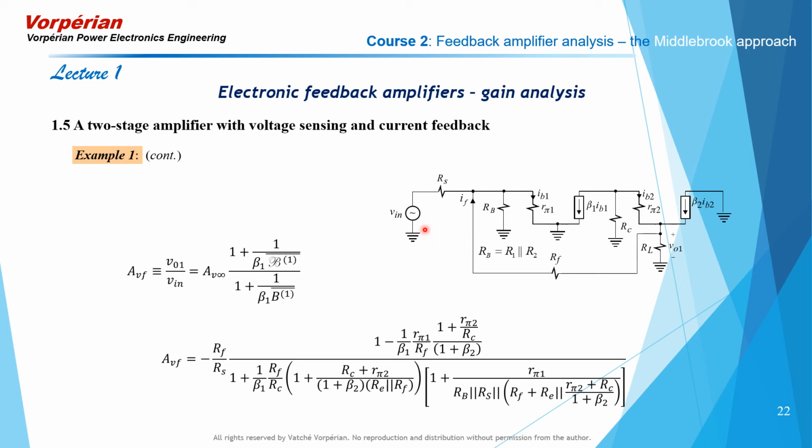To summarize then, we have two paths from the input to the output. The first path is through the inverting amplifier, and the second path is through the feedback connection. When the gain of the inverting amplifier is large, ideally infinite, then the dominant path clearly is through the inverting amplifier, and the feedback network only controls the value of that gain, minus RF over RS.